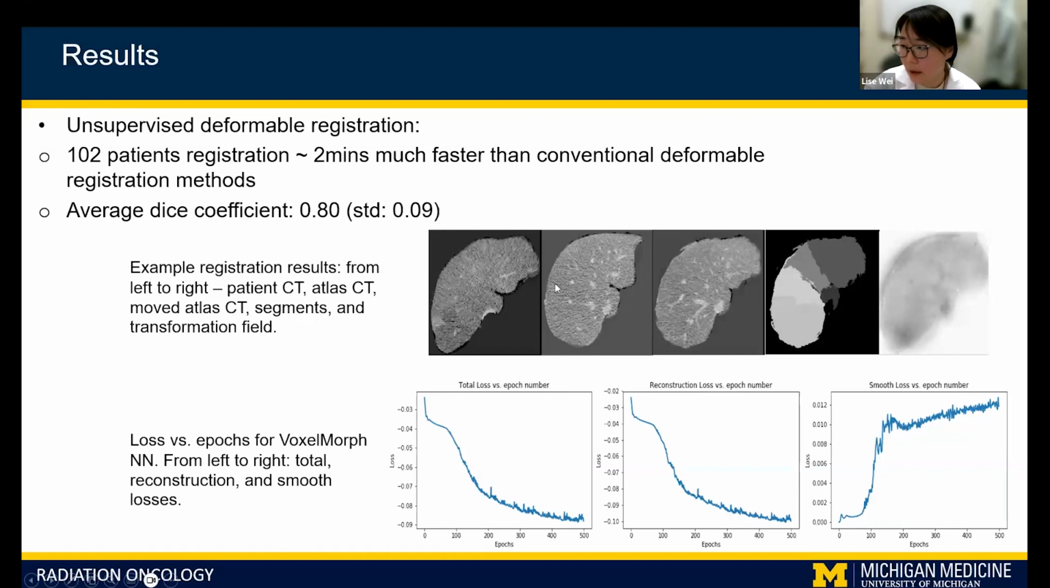So this, from left to right, is a patient CT, Atlas CT, and moved Atlas CT, and the transformation field and the segments, that's like the 8 Couinaud liver segments. And also at the bottom, I show some training process of the total loss, reconstruction loss, and the smoothing loss for the network.